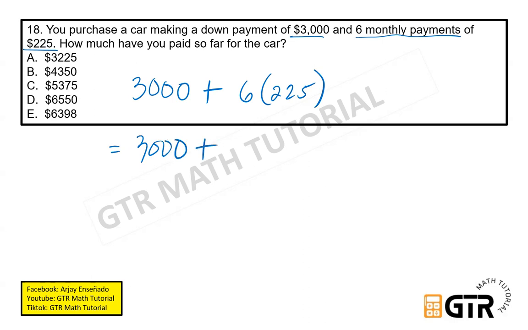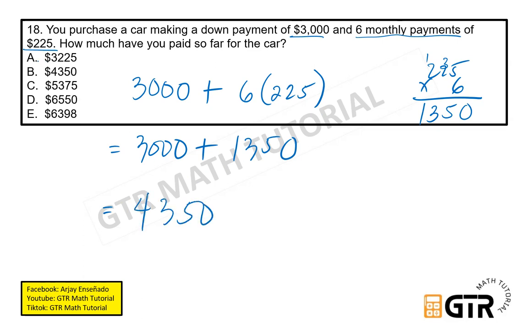3,000 plus, so multiply lang natin ito. So 225 times 6, we have 5 times 6, that is 30. 6 times 2 is 12 plus 3, we have 15. 6 times 2 is another 12 plus 1. So we have 13. So plus 1, 350. So i-add lang natin yan. So therefore, the answer is 4,350, which is letter B. $4,350.